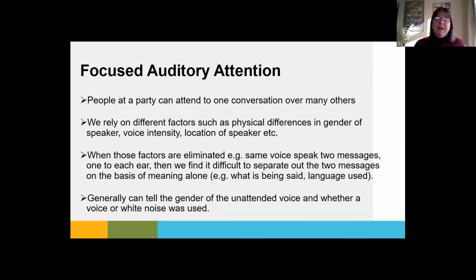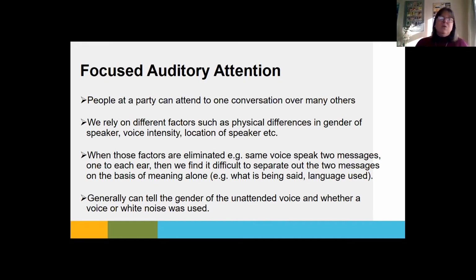So for example, we can have the same voice essentially speak two different messages, where one goes into the right ear and the other goes into the left ear. And when that happens, we find it very, very difficult to separate out what's being said in one ear versus the other based on just the meaning or the content of the message.